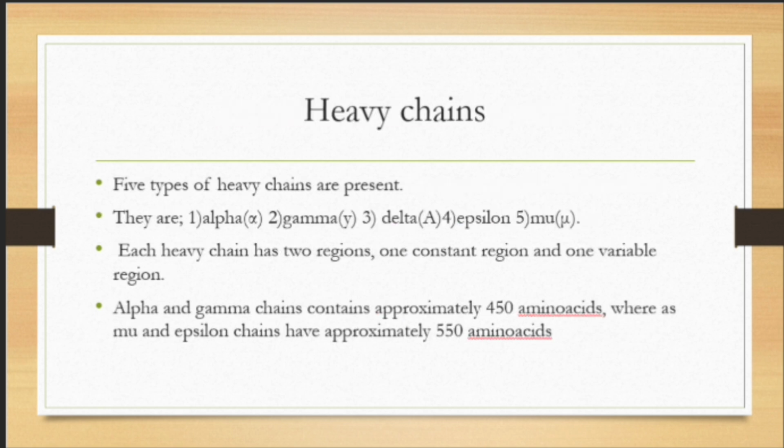Heavy chains. There are 5 types of heavy chains: alpha, gamma, delta, epsilon, mu. Each heavy chain has two regions, one constant region and another variable region. The alpha and gamma chains contain 450 amino acids, whereas mu and epsilon chains contain 550 amino acids.